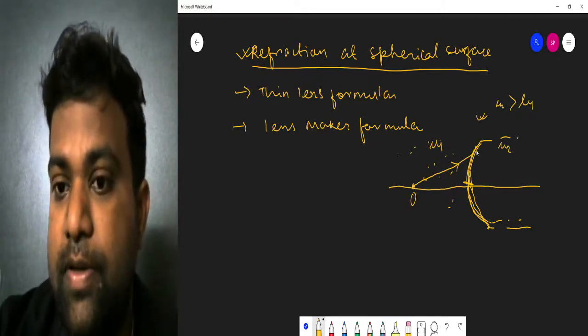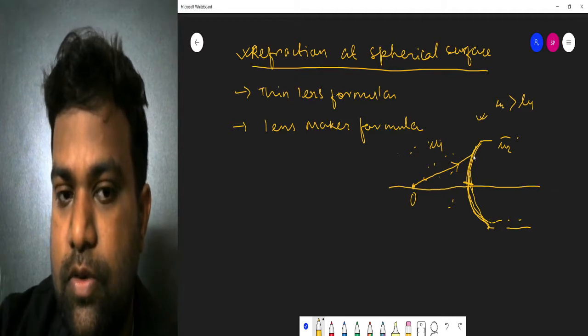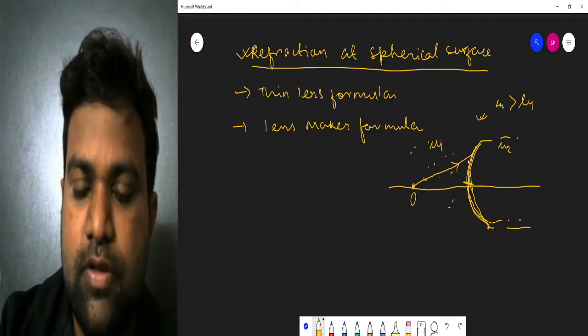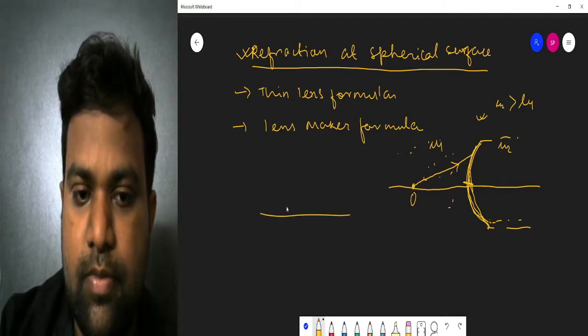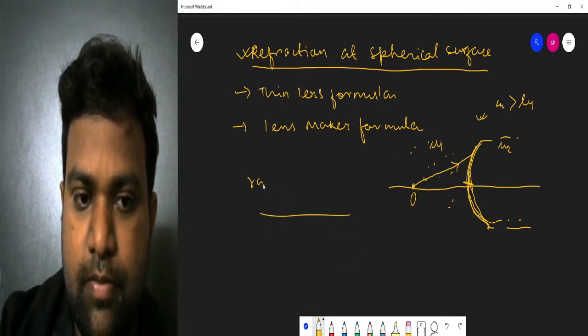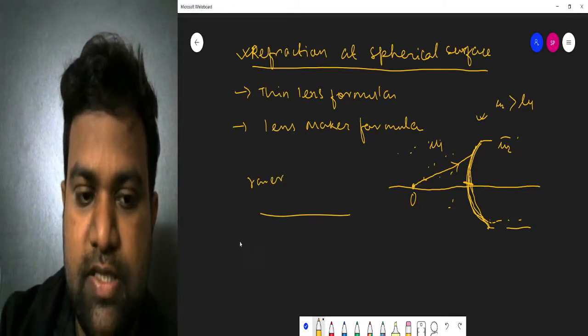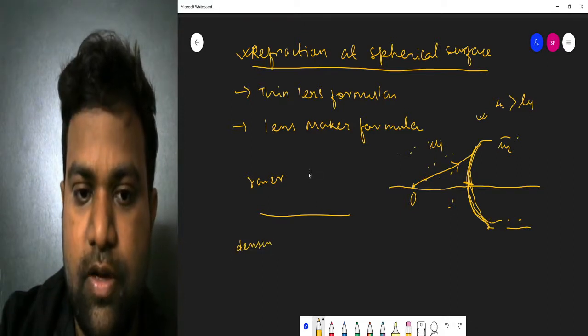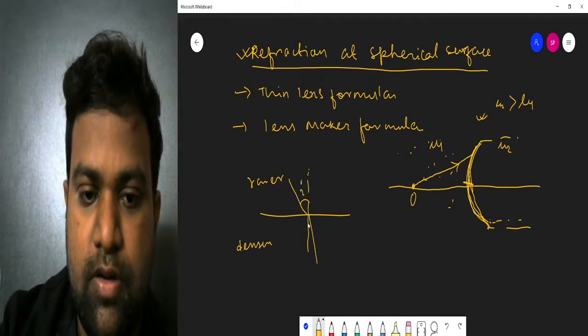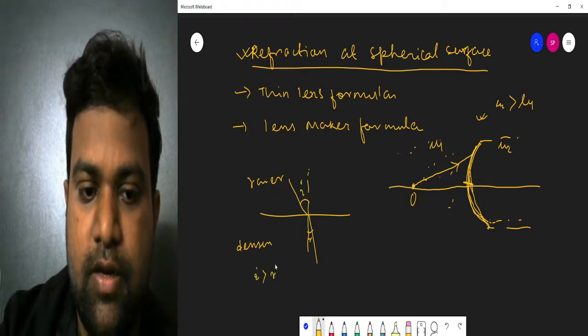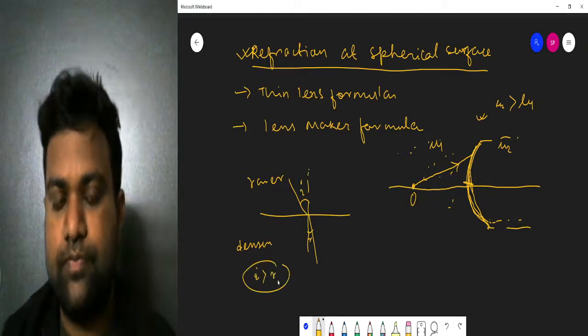So what will happen? We know the laws of refraction, that if a light ray is traveling from a rarer medium or less dense medium to a denser medium, let's say air to water, then it will bend towards the normal. So I will be greater than R. This is what we know.